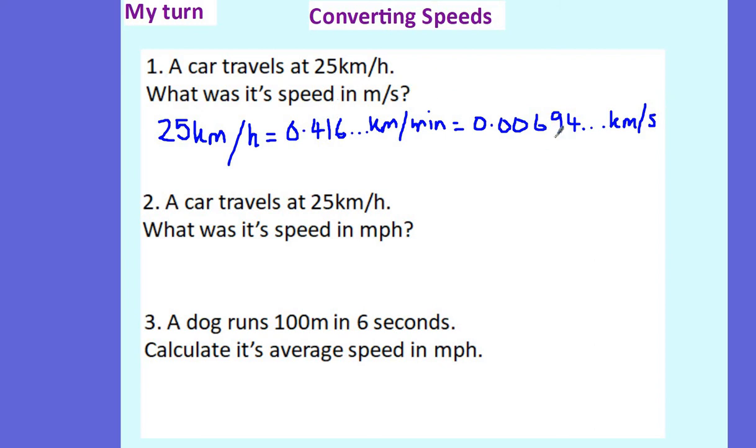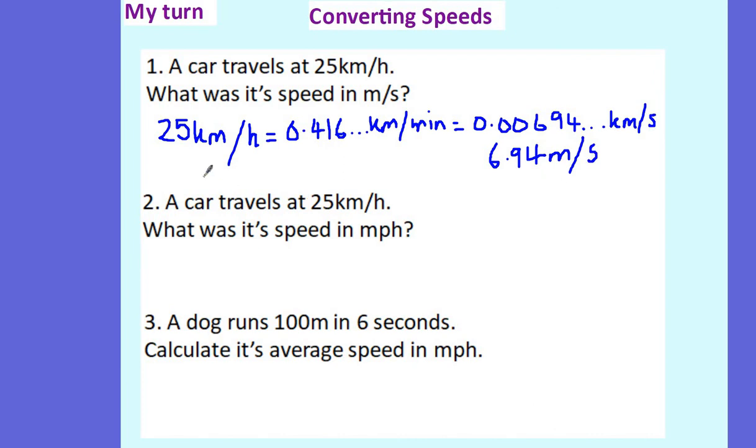However, I've been asked for metres per second, so I need to multiply that by 1,000 because we know there's 1,000 metres in a kilometre. So using my calculator, that's going to be 6.94 to 3 significant figures, metres per second.